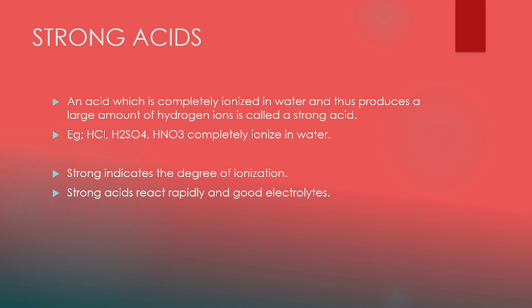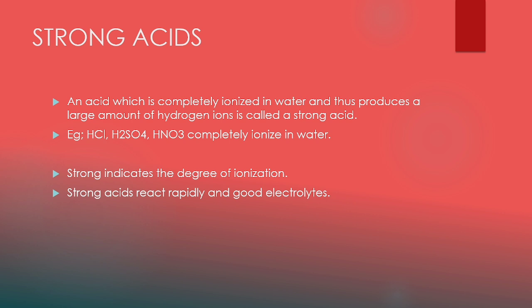Okay. So what are strong acids? Strong acid means acid which is completely ionized in water. As a result, it produces a large amount of hydrogen ions. Okay. So HCl, H2SO4, that is sulfuric acid, and HNO3, nitric acid, these all completely dissociate or ionize in water to form H plus aqueous maximum. So they are strong acids. So the strength of an acid indicates the degree of ionization, how much it can ionize. That shows the strength of that acid.